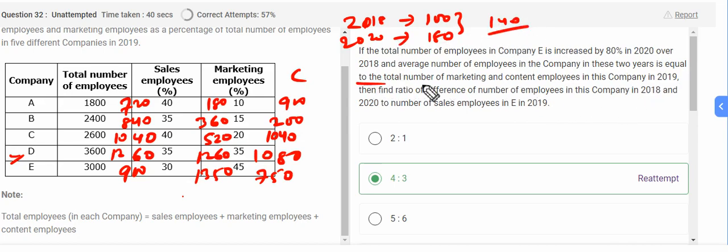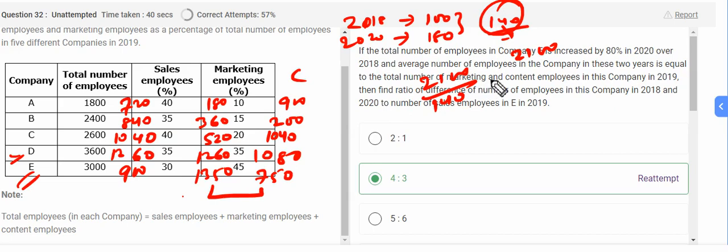That is equals to what? To the total number of marketing and content employee in this company. In this company means in company E. So marketing and content employee, if I add this value together, we'll get 2100. We will not take average of this because this value is equivalent to this value. So if I compare, 2100 is 140.